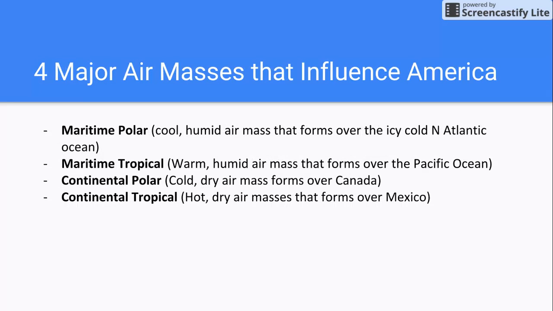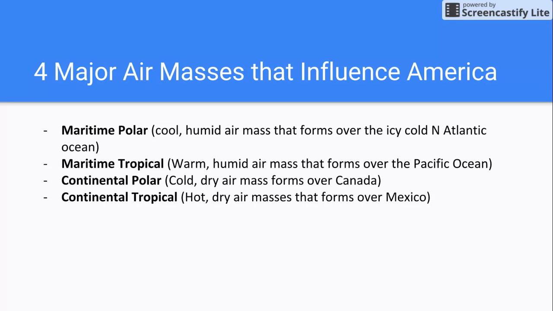There are four major air masses that influence North America. They're maritime polar, which is a cool and humid air mass that forms over the icy, cold North Atlantic. Maritime tropical, which is a warm, humid air mass that forms over the Pacific Ocean. The continental polar, which is a cold, dry air mass that forms over Canada. And the continental tropical, which is a hot, dry air mass that forms over Mexico.